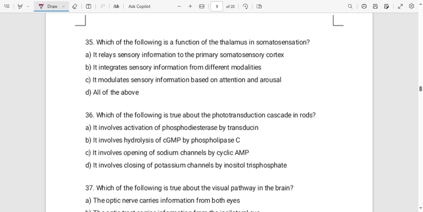Anyone? Okay, we know that the thalamus will be. Please, Doc, you can go on. Okay, thank you so much. Do you want to also say why?